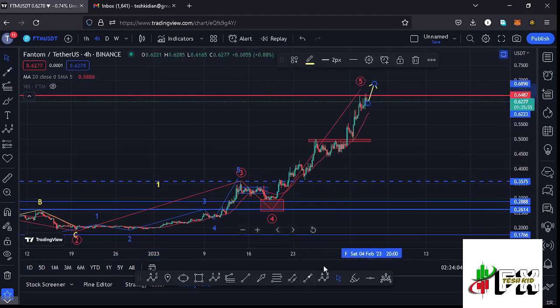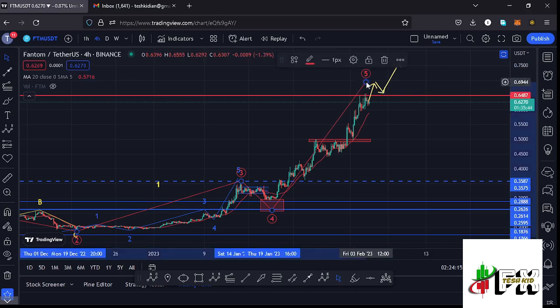upper side once we see a retest of that key area of resistance, where once we see the retest, we can continue pushing even higher prices in the formation of this wave 5. But at the moment of this recording, it seems like Fantom is cooling off, and there are chances that we might see a bit of a retracement over here.